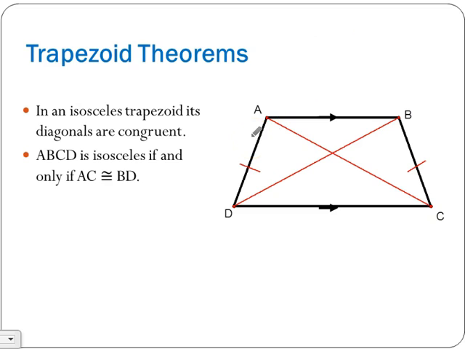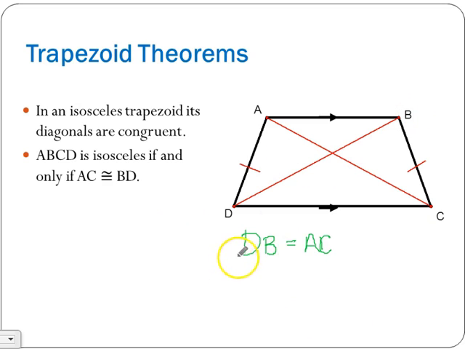Trapezoid theorems. One thing that I did not tell you yet: in an isosceles trapezoid, the diagonals are congruent. So really that means that the length from D to B has to be equal to the length from A to C.